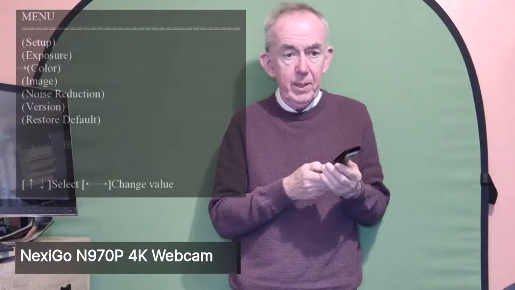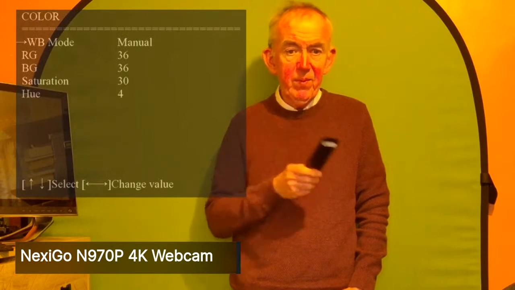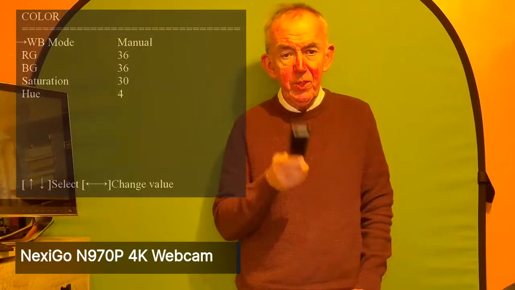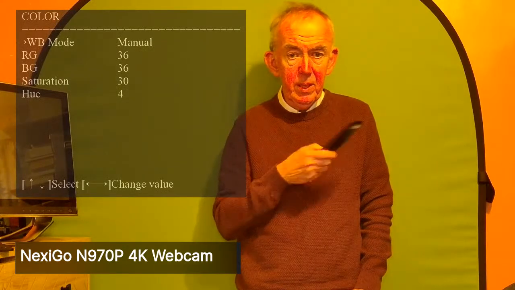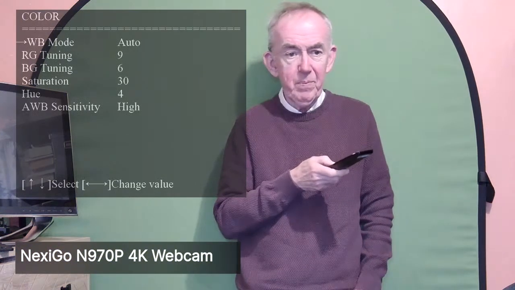If I go to the menu again and come down again, I can change the color. Now, at the moment, it's automatic. If I go like that, it becomes manual. And you can see why they have the automatic mode, because I now need to adjust the colors to suit me. Otherwise, I could just go automatic. Probably the best bet.